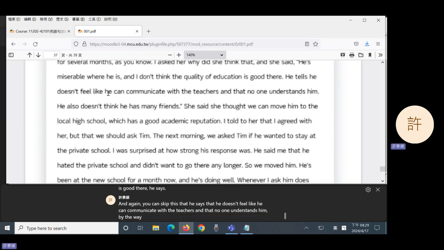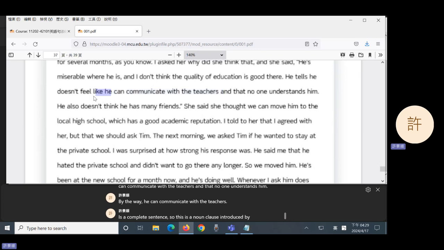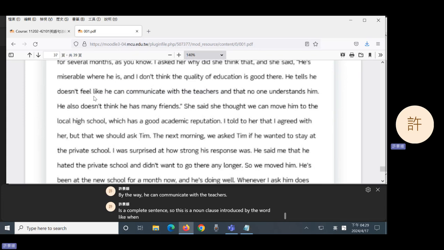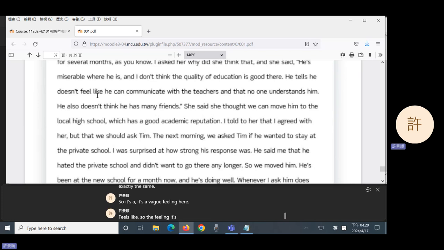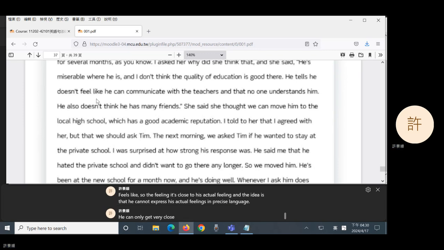By the way, he can communicate with the teachers is a complete sentence. So this is a noun clause introduced by the word like. When you use the word like in this way, it means similar to, but not exactly the same. So it's a vague feeling here. He feels like. So the feeling, it's close to his actual feeling. And the idea is that he cannot express his actual feelings in precise language. He can only get very close.